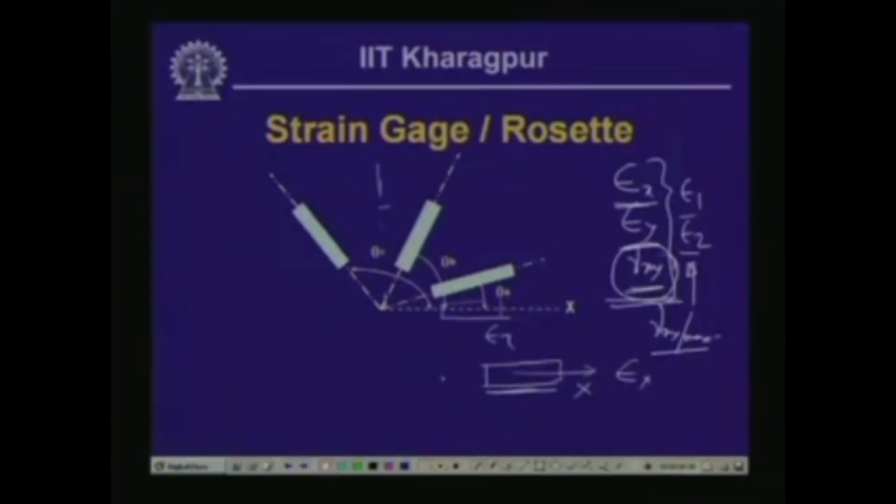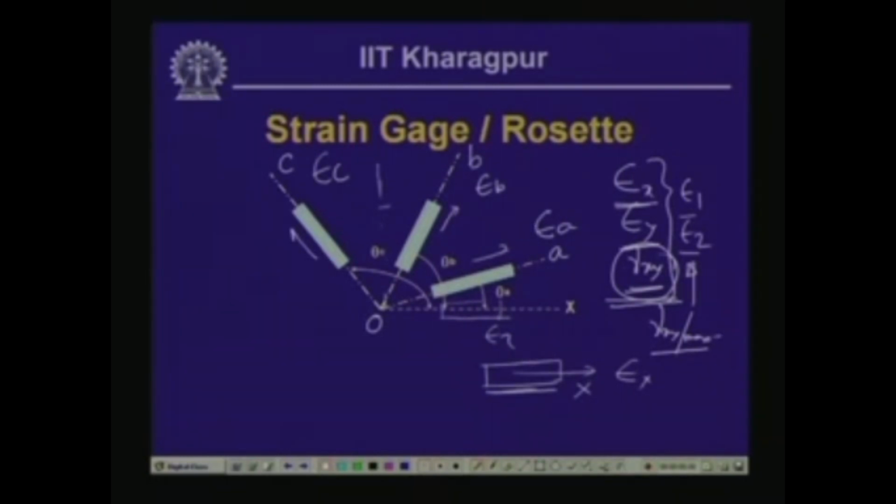So, we take an indirect path to evaluate gamma xy, so that we can utilize this information for evaluating principal strains and thereby the stresses. Now, the indirect path is like this. What we do is that if we install strain gauges along three directions, let us call, say, this is direction A, this is direction B and this is direction C. Now, if we place strain gauges along OA, OB and OC, then we can get the normal strains epsilon A, epsilon B and epsilon C in three directions.